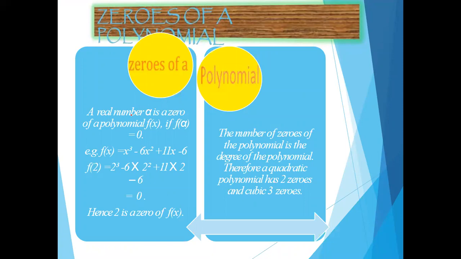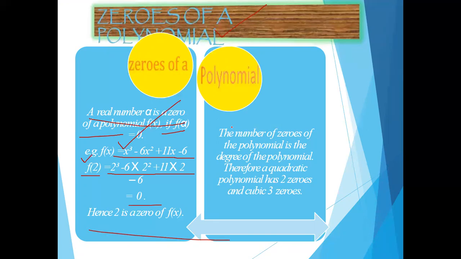Zeros of a polynomial. A real number alpha is a zero of the polynomial f(x) if f(alpha) is equal to 0. For example, f(x) is equal to x cube minus 6x square plus 11x minus 6. So this is f of 2. तो अब हम इसमें f of 2 put करते हैं, अगर 0 हमारा answer आता है, then hence जो हमारा ये 2 होगा वो f of x का zero होगा. You can see the answer is 0. Hence 2 is a zero of f of x.